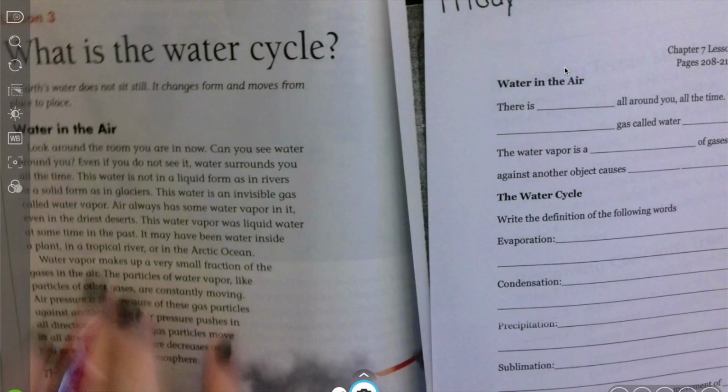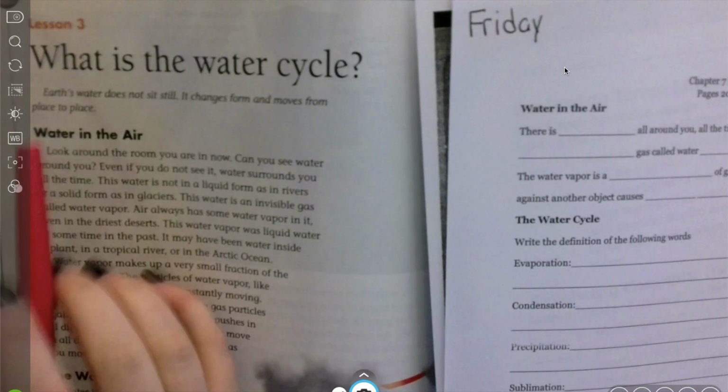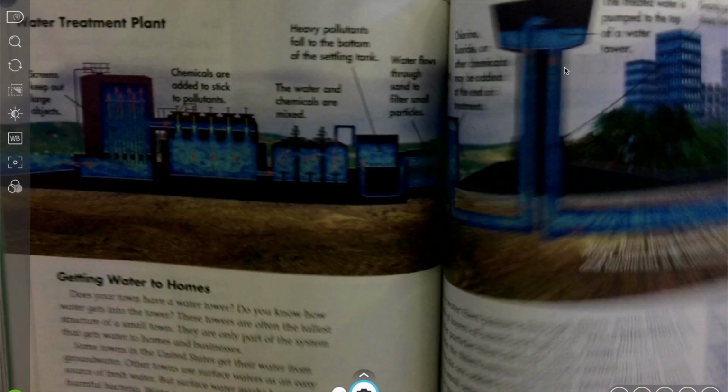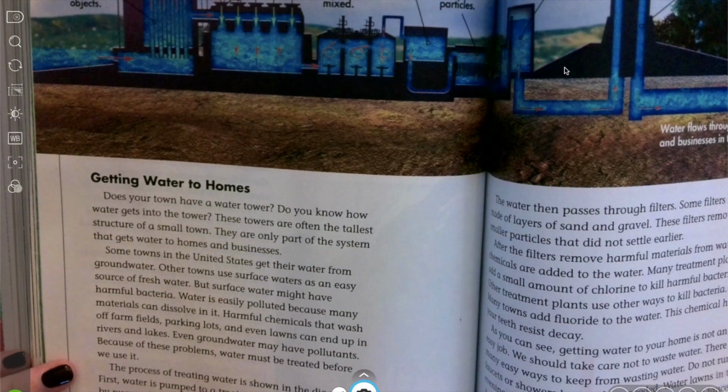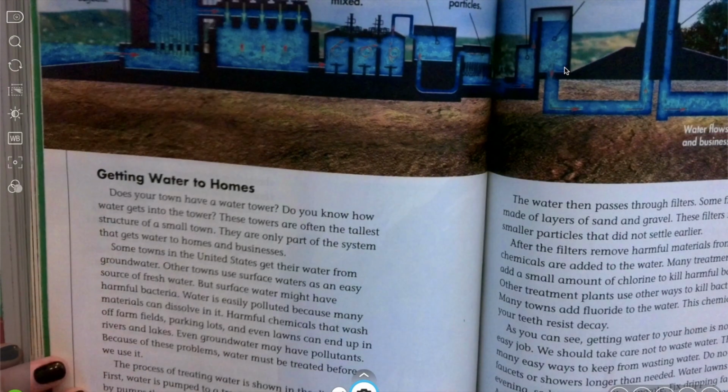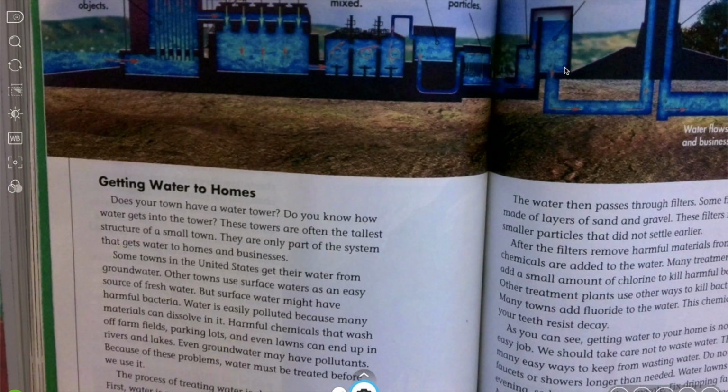So we're going to be jumping into section 3 or lesson 3, which is talking about the water cycle. And yesterday we looked at getting water into your homes, and you wrote down the steps that it takes to get your water to your house. And there was a video that helped you watch that.